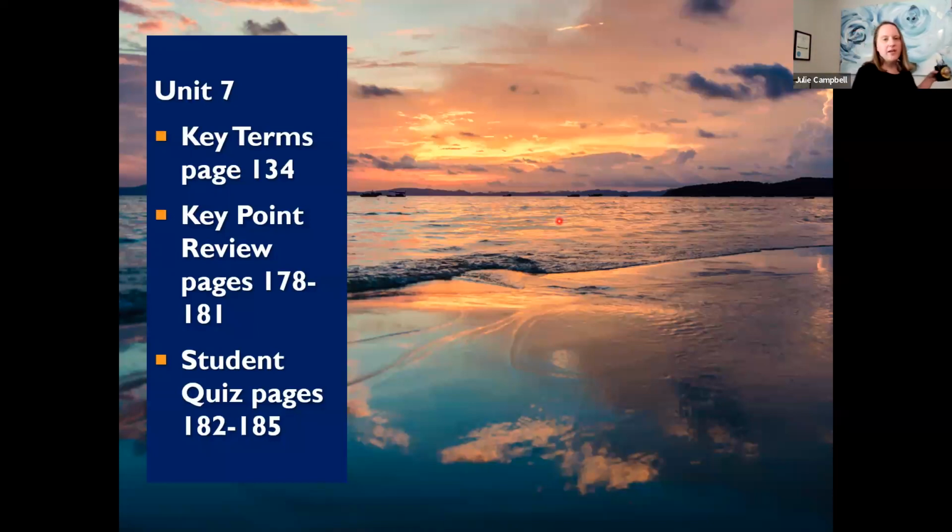Key point review is on page 178. Again, use it as a checklist. It's a review, so go through. If you know this, this, and this, you're probably okay. If you're not sure about that, go back through and look it up.